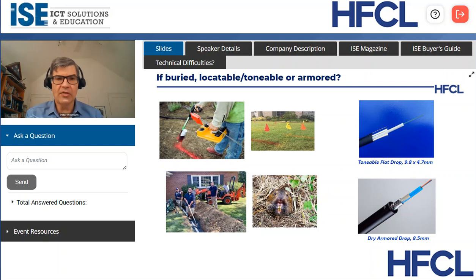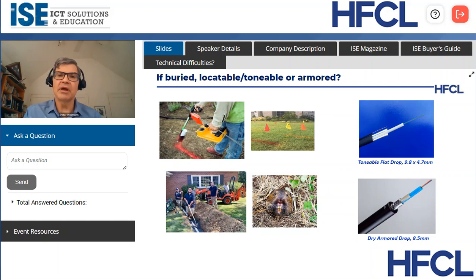If you're in an area where there's wildlife like that, you might consider a steel armor drop like the one on the lower right. It's bigger and heavier, but a piece of formed steel around the cable core is going to be the most robust thing against animal attack. But you might also go with an alternate.